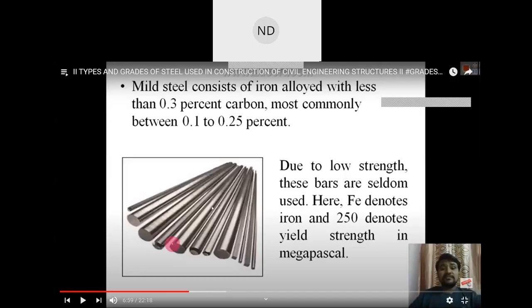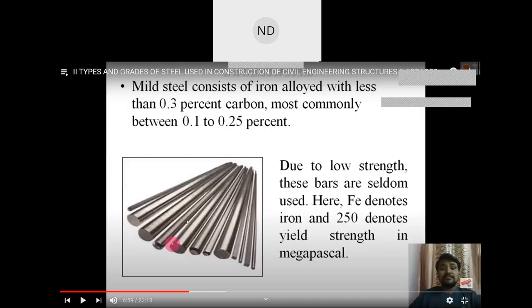Due to low strength, these bars are seldom used. Obviously, we don't use these when we have bars with horizontal ridges around them. They will give you a better grip and better strength as compared to these. That's why we generally don't use much of these mild steel bars.